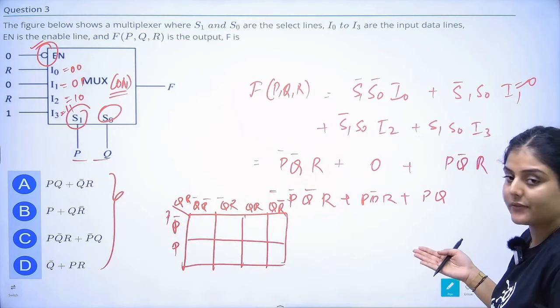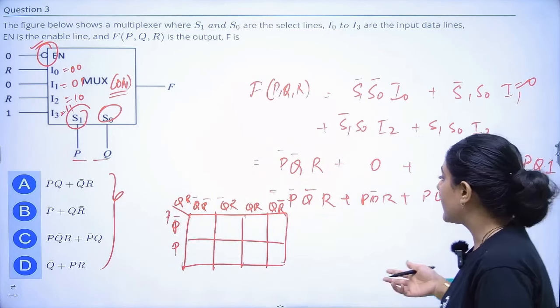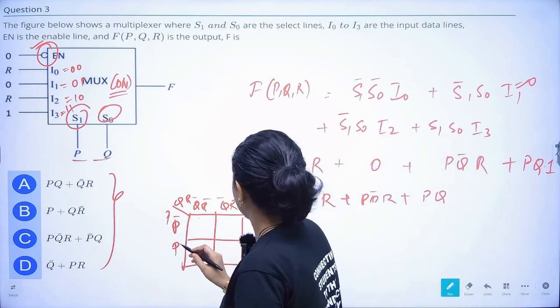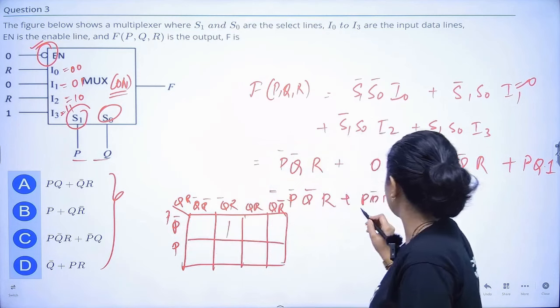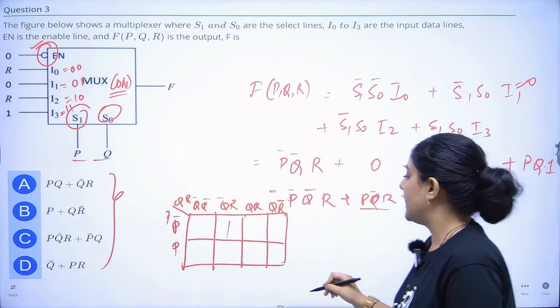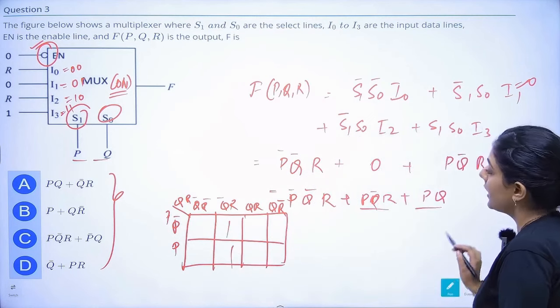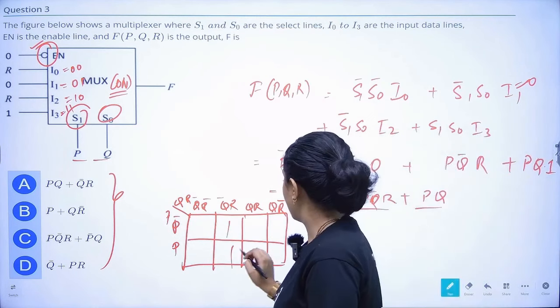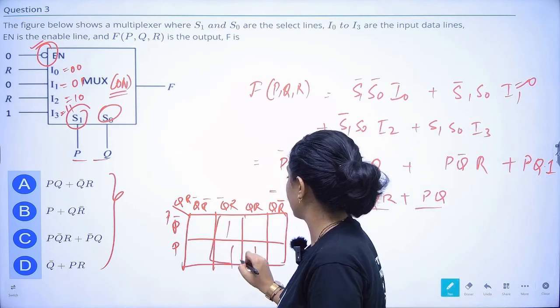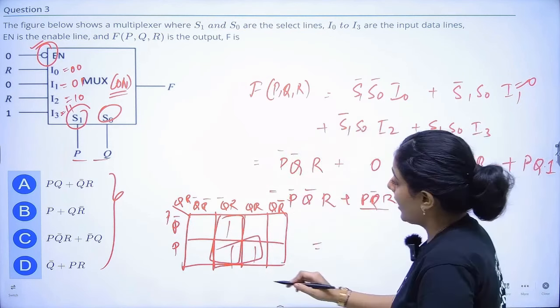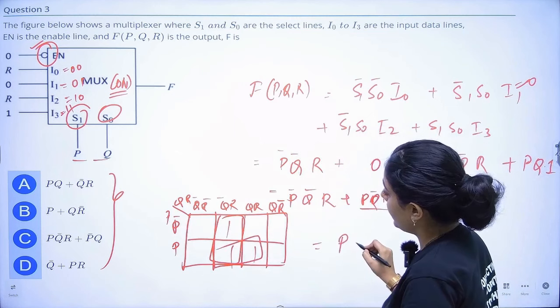Second, from the K-map. So it is P bar Q bar R, and Q bar R. So this one is P bar R, and this, and this. So this will become P is positive, so it's just P.